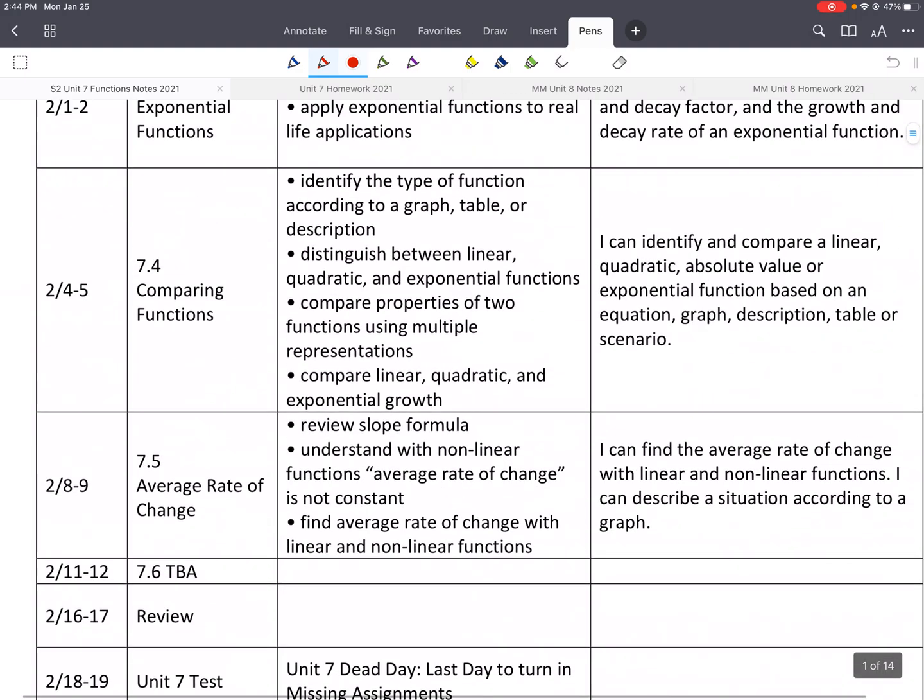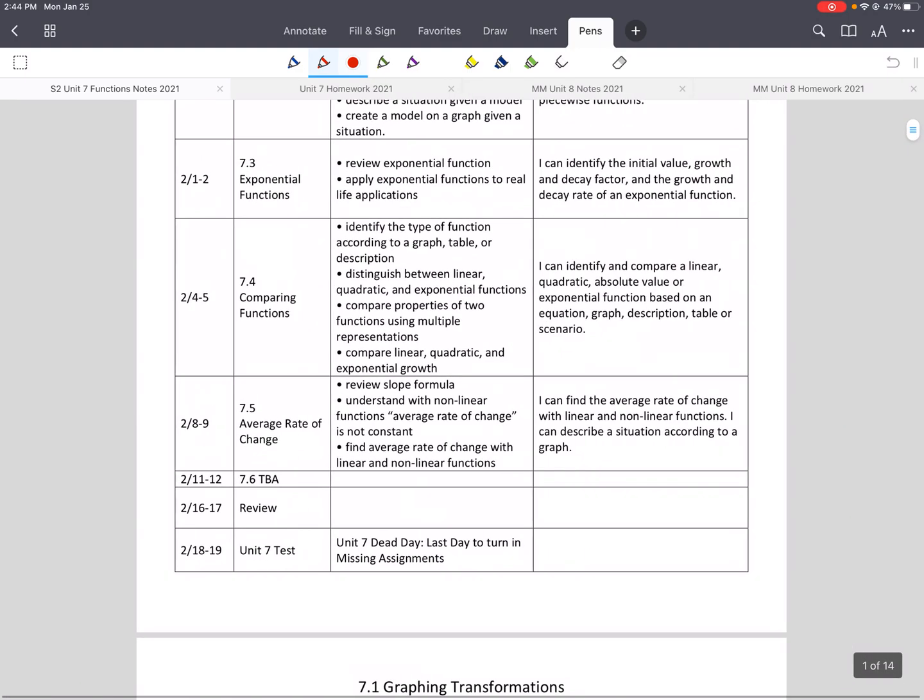We have our schedule over here. We have 7.6. That's to be determined. We have to kind of see where we're at and everything. So keep that in advisement. But the plan is that we'll take the test on the 18th and 19th.